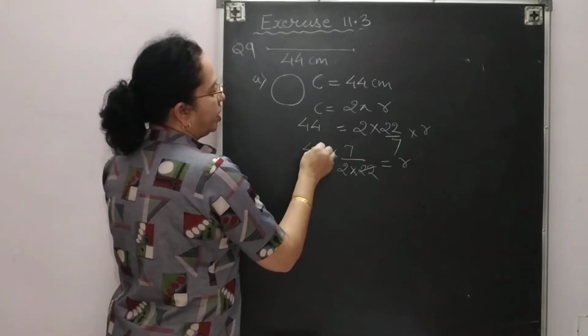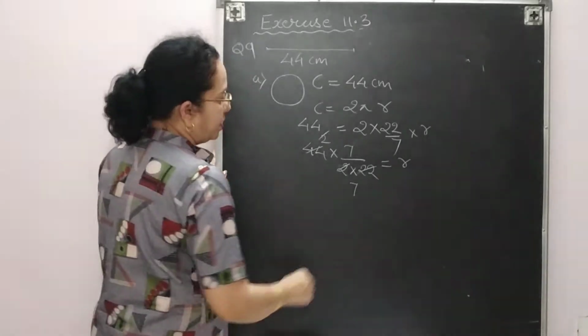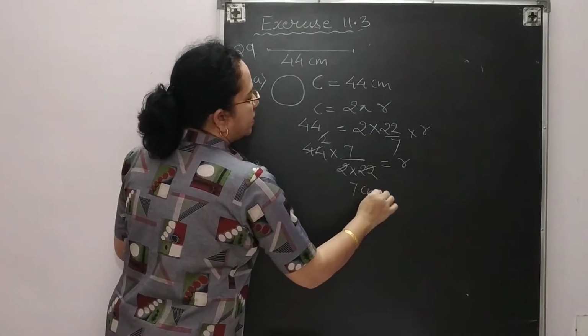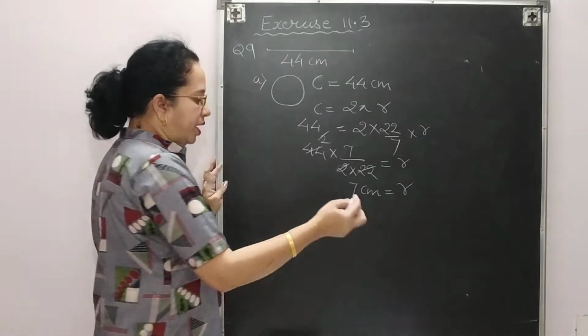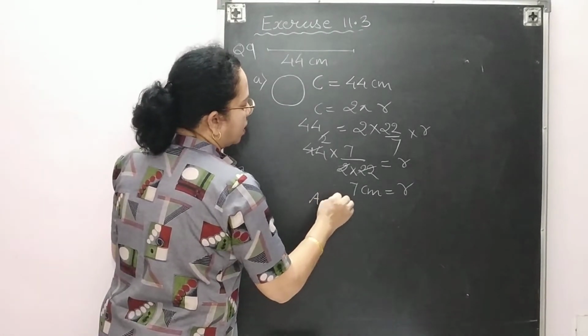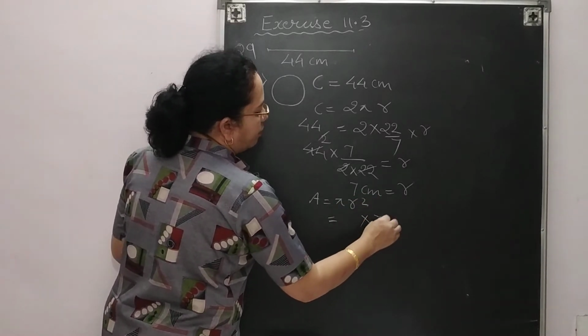Cut the numbers, 22 2s are 44, 2 and 2 again we can cut. So the answer will be 7. Your unit is centimeter, so now the radius will be 7 centimeter. And now you need to find the area of the circle, that is pi r square.